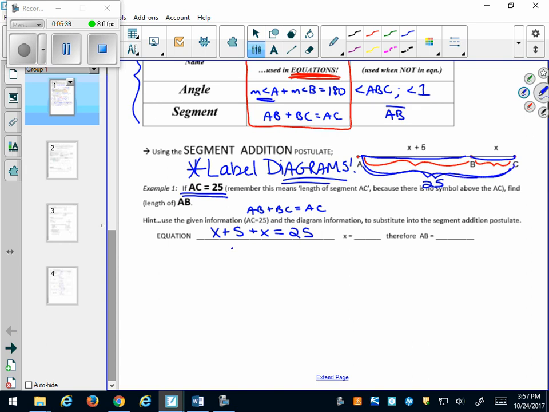Then we just solve for x. 2x plus 5 equals 25, 2x equals 20, and x is 10. Therefore, we could find the length of AB by just plugging it back in, substituting back in, right? So AB, we know is x plus 5, and now we know that x is 10, so that means AB is 15.